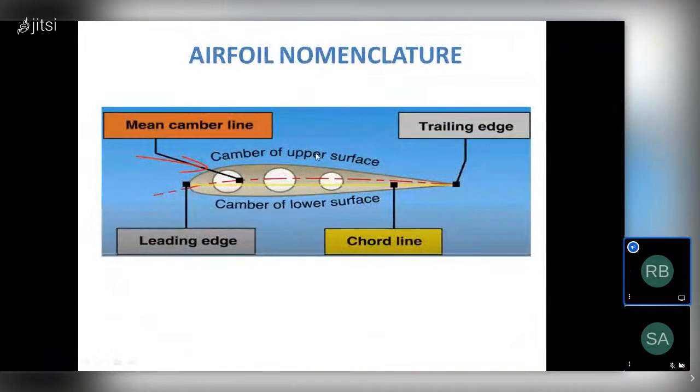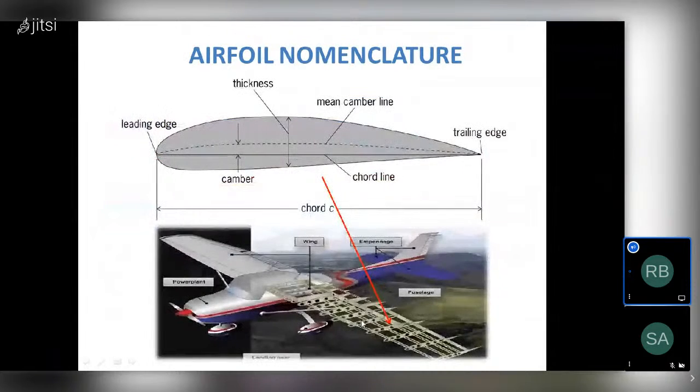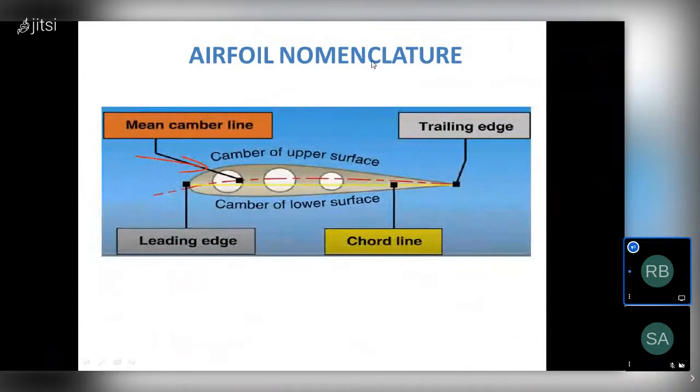So these things I already told you; I just wanted to show them, that's why I have included this figure. The nomenclature I have already discussed in the previous class. Suppose you have an aircraft like this. We will place our aerofoils to design the complete wing model. So to design the wing, we need the aerofoil, and that's why it's very important to know the aerofoil nomenclatures.